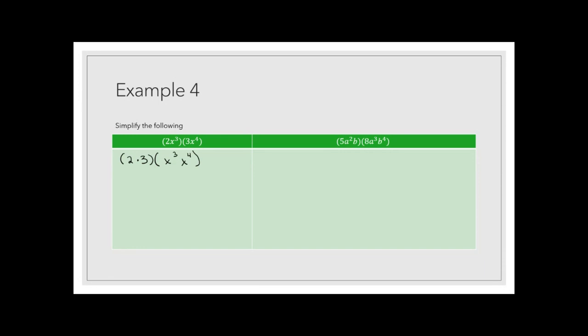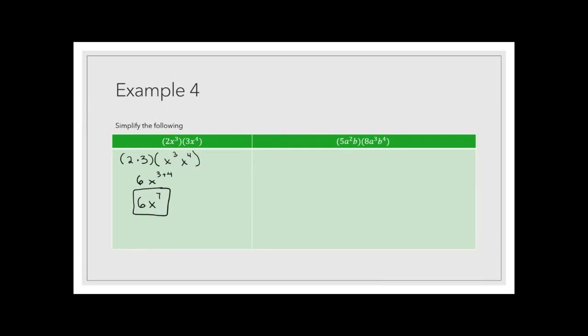So when you do that, I can do 2 times 3, which gets me 6. And then with your exponents, we have the same base x, so we add the exponents because they're multiplied together, so that's going to be 3 plus 4, which gives you 7. So our result here ends up being 6x to the 7th. Now 6 is a number, x to the 7th has a variable, so we can't really combine those anymore. That's as simple as that particular example goes.